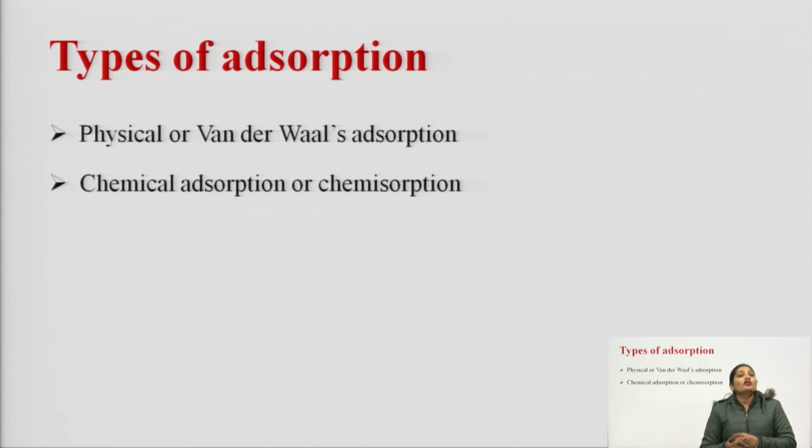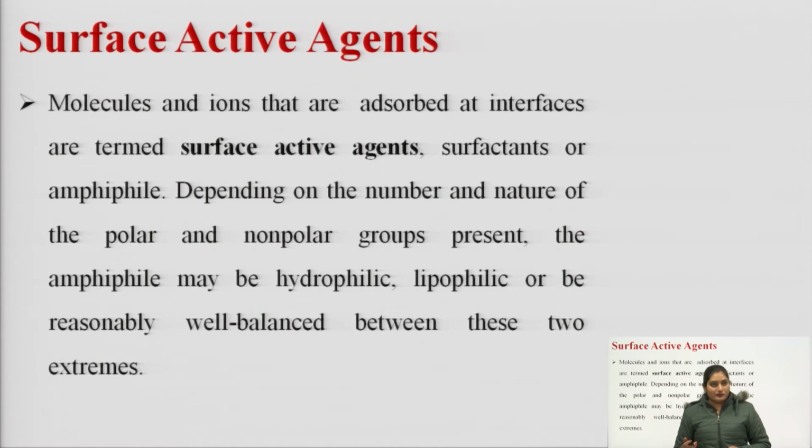Next is types of adsorption. There are another two types of adsorption, physical adsorption and chemical adsorption. Physical adsorption is also known as van der Waals adsorption, and chemical adsorption is also known as chemisorption, because this is due to the chemical nature.